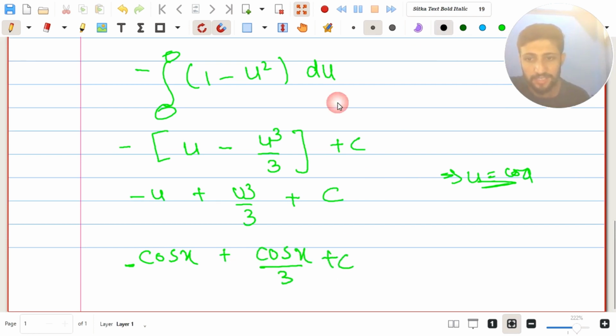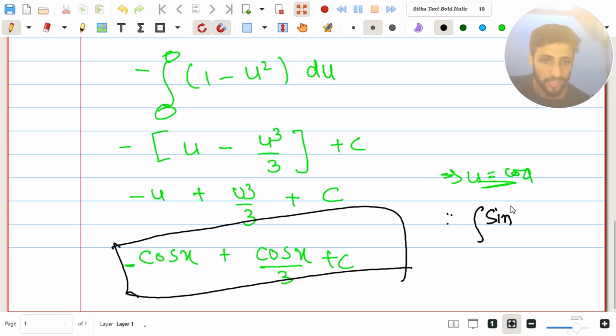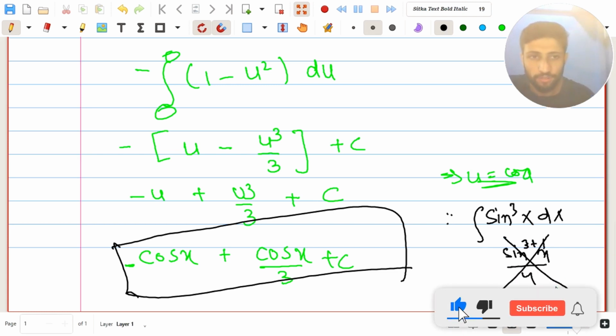This is really simple, and in this way you can solve the integral easily. Now remember one thing: if you have an integral sin cubed x dx, you don't need to use the basic integration technique, that is sin to the power 3 plus 1 of x divided by 4. This is not the way to solve this integral. The method we have discussed is the way to solve it.